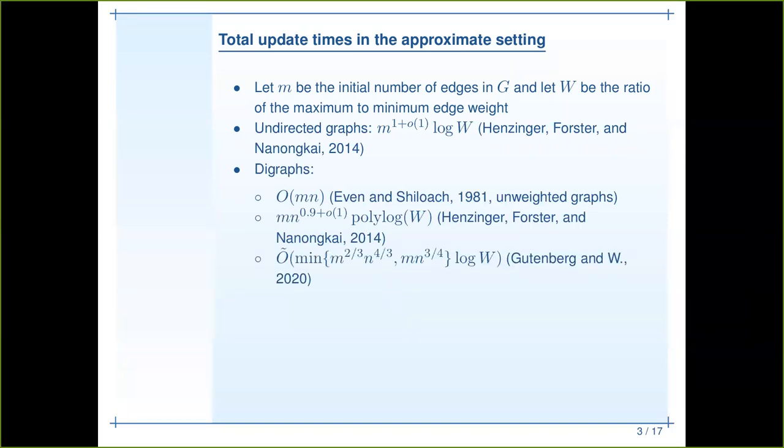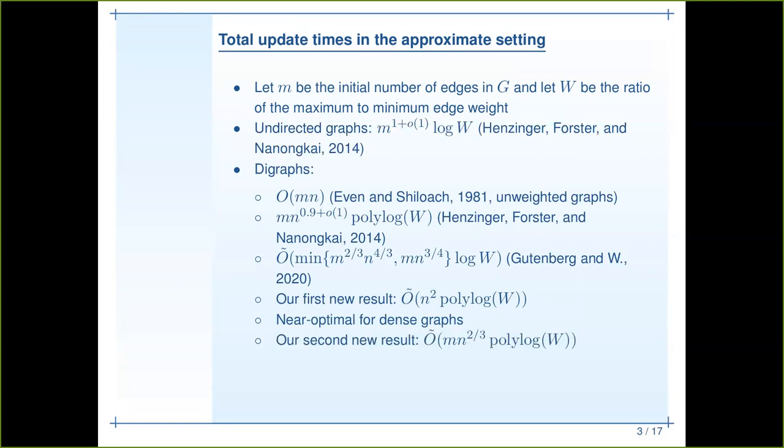I'm not covering all results in this area because there are too many. I'm just taking a selected few results. So Gutenberg and I showed a further improvement of this result, which is faster for both dense and sparse graphs. The new result in this FOCS paper is that we can get essentially quadratic time for dense graphs. So this will be near optimal for such graphs. We also get a further improvement for sparse graphs, but I will not talk about that here.